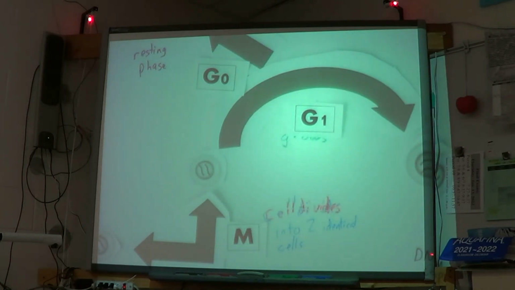Like your liver cells. If you damage liver cells, they can repair and replace the damaged cell. You can donate a part of a liver, and yours will regrow, and the donated portion will regrow into a liver. But some cells go into G0 and they never come back out.